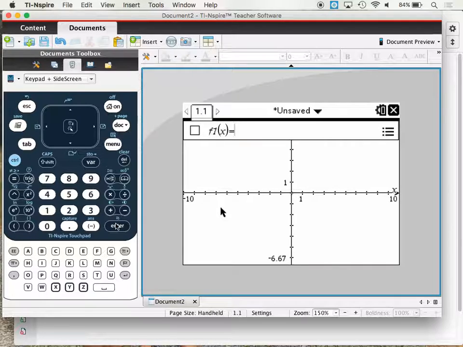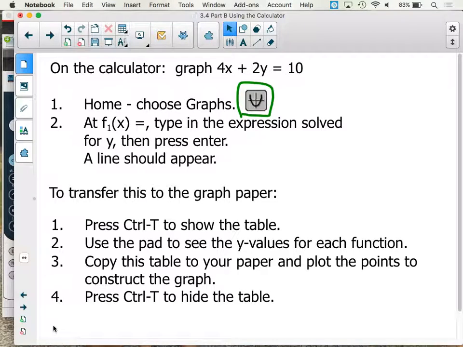And notice that a grid appears, and also an entry line appears that says f1 of x. We pronounce it as f of x. And really, that's just the idea that this f is the same as saying y equals. We use the letter f to represent a function, and we'll talk about function later on. But for right now, when you see f1 of x, I want you to think y equals. So now we're going to graph the line 4x plus 2y equals 10.